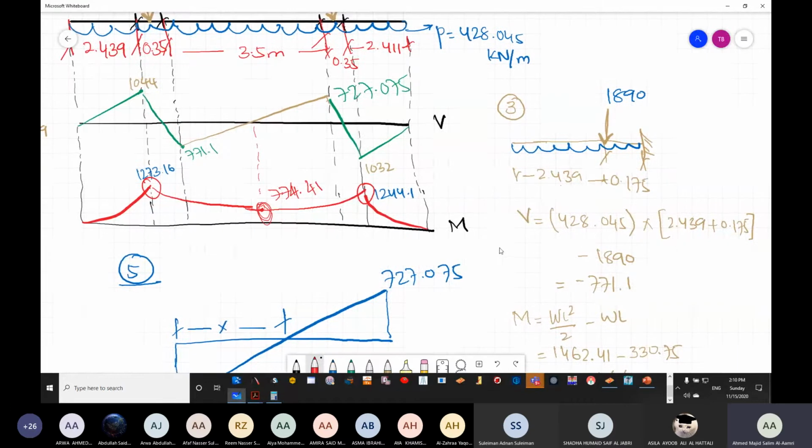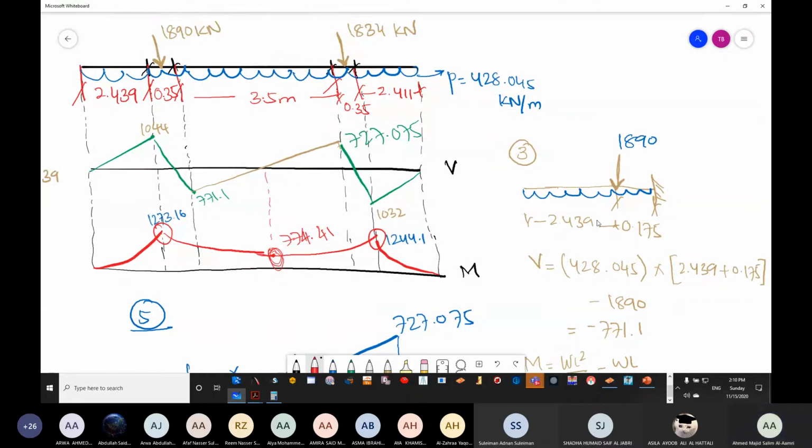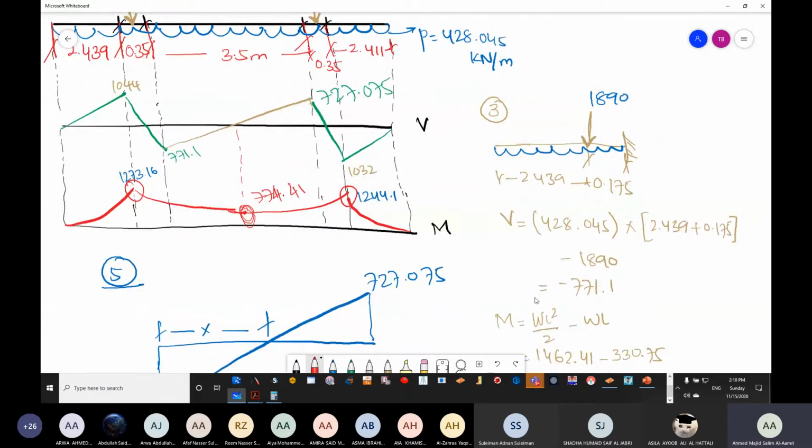For the first scenario, I have taken 2.439. There is a loading here, which is 1,890, and this is 0.175. I use the equations directly. The equation of bending moment for the UDL is WL square over 2. The equation for bending moment for a point load, because we have a point load and a UDL here, is going to be WL only.